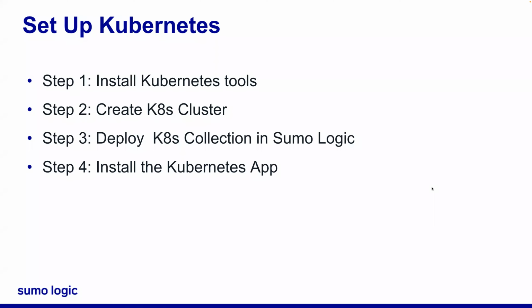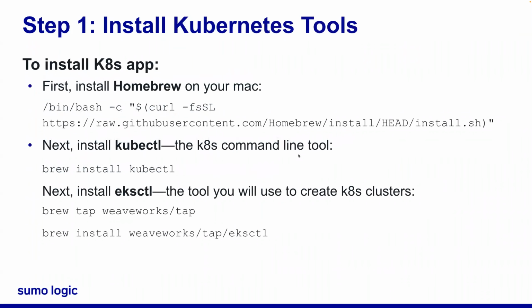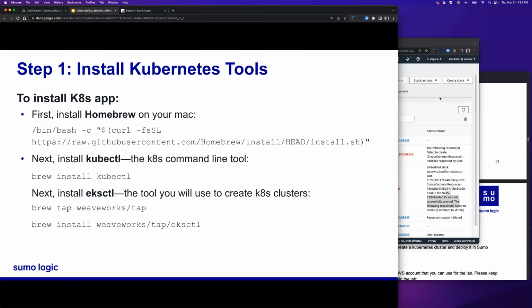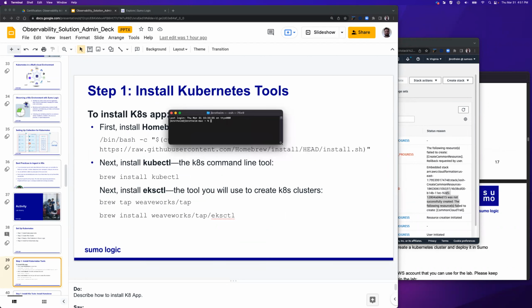What we're about to do, and this is going to take a while as well, is install Kubernetes, create a Kubernetes cluster, deploy Kubernetes in Sumo Logic, and then utilize the Kubernetes app to view the data. So we have the steps in the lab guide, and I'm going to run through them. I was running through them a little bit earlier with some success. So let's see how things go today.